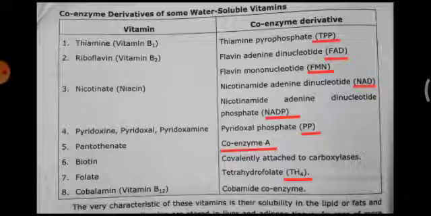So thiamine has the coenzyme thiamine pyrophosphate, riboflavin has two coenzymes, flavin adenine dinucleotide and flavin mononucleotide, and niacin has NAD and NADP. Pyridoxine has one coenzyme, pyridoxal phosphate, pantothenate has coenzyme A, and biotin may itself act as a coenzyme. Folate has THF, tetrahydrofolate, and cobalamin acts as the cobamide coenzyme. You should especially notice and keep this in mind for the functioning of water soluble vitamins. These coenzymes are highlighted in the future vitamin topics.